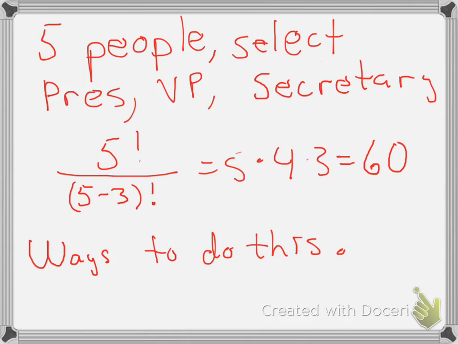Now, when we do this, the order of the people matters. So, for instance, if we picked out A, B, and C out of our group to be president, vice president, and secretary, that's a different group from B, C, and A being president, vice president, and secretary in that order. Sometimes, though, we just want to pick out a group of 3, and it doesn't matter what their order is. We call that, instead of a permutation of 3 taken from 5, a combination of 3 taken from 5.